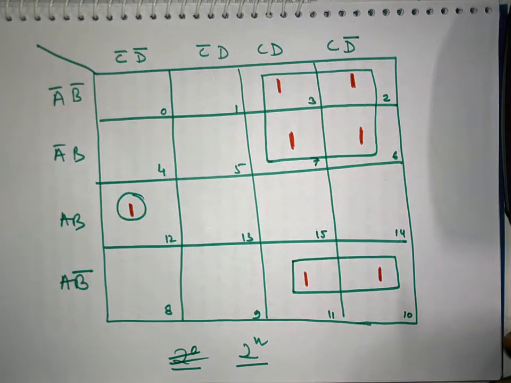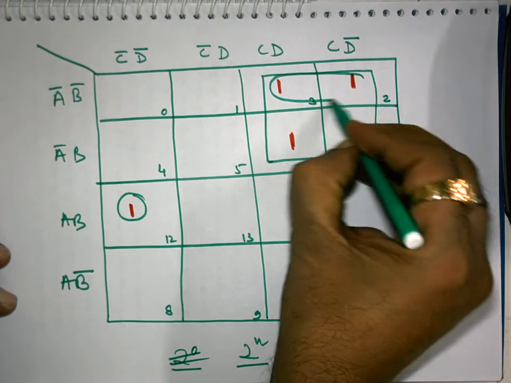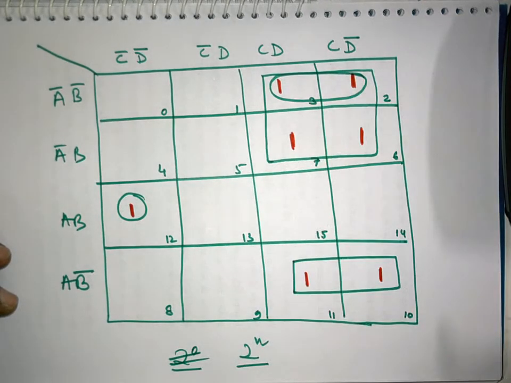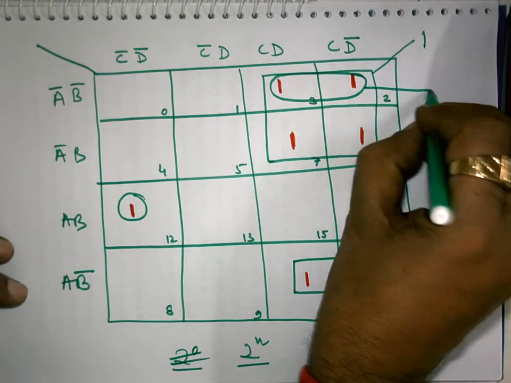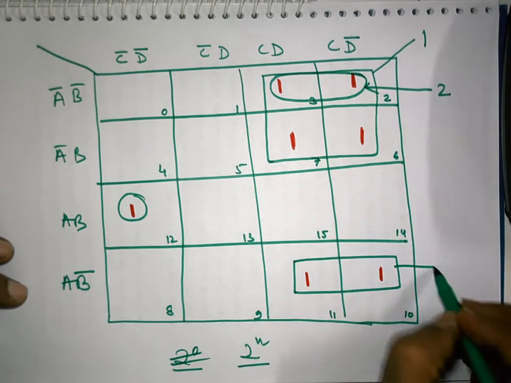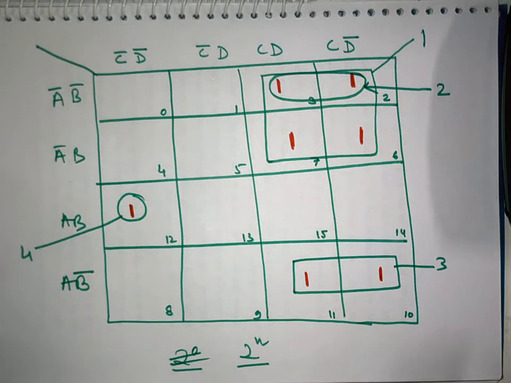But no one has to be left. No one has to be left. Okay. But you see, if somebody is saying that I am also going to encircle these 2 ones, is it correct? No. You can say this is group number 1, this is group number 2, this is group number 3, this is group number 4. I am randomly giving them a number.